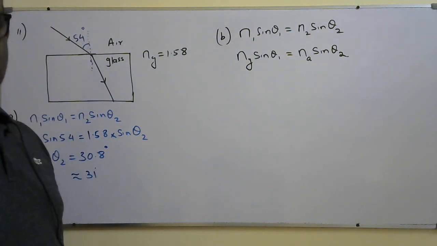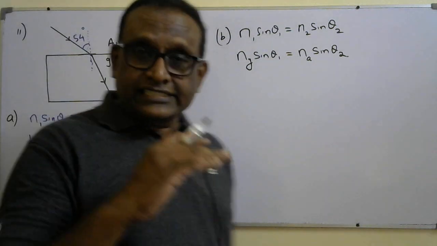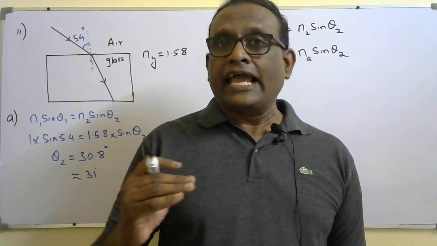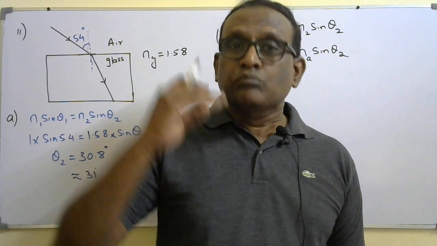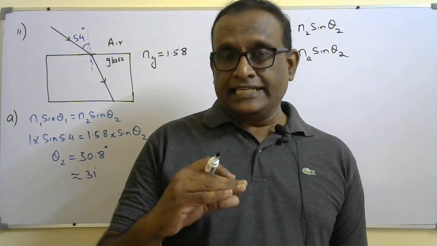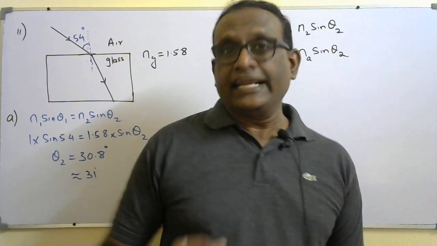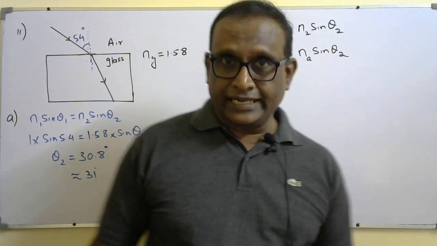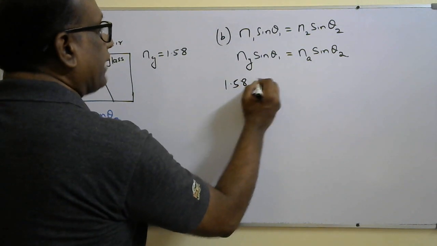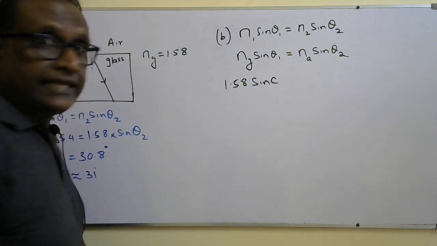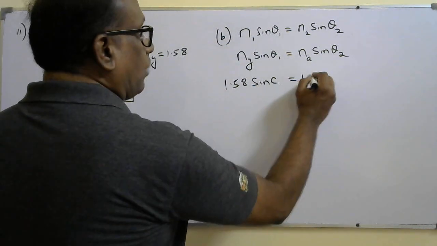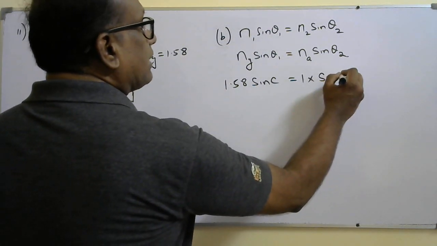Critical angle means the angle of refraction in the second medium should become 90 degrees. So the critical angle means when light travels from an optically more dense medium to a less dense medium, the angle of incidence which makes the angle of refraction 90 degrees is called the critical angle. So ng, the refractive index of glass, we know 1.58, sin C, which is happening inside the glass, the optically more dense medium, is equal to air, 1 × sin 90.